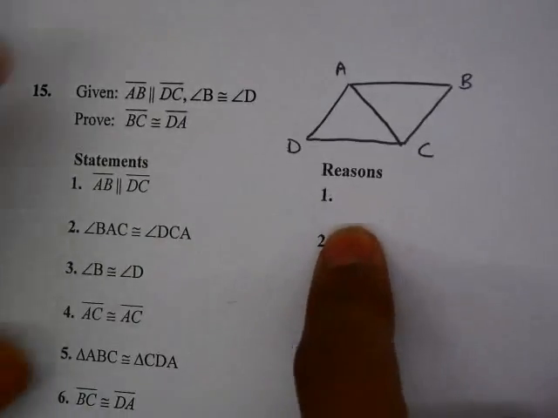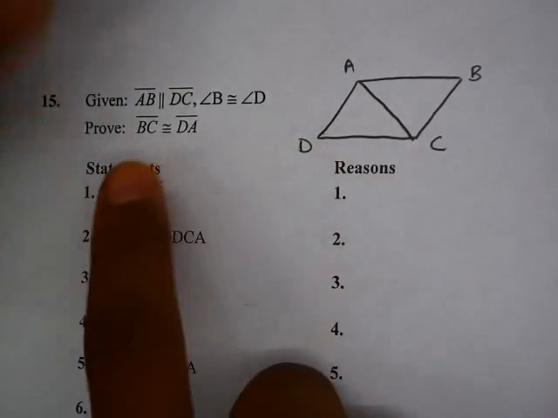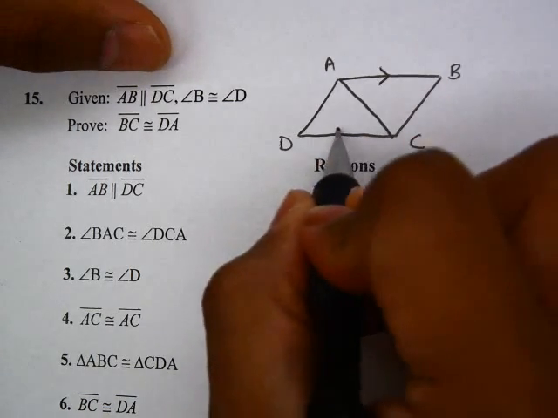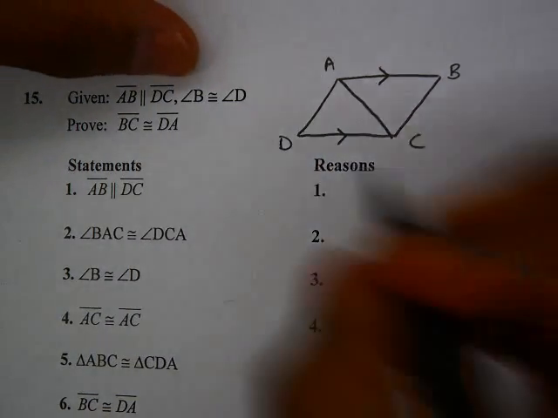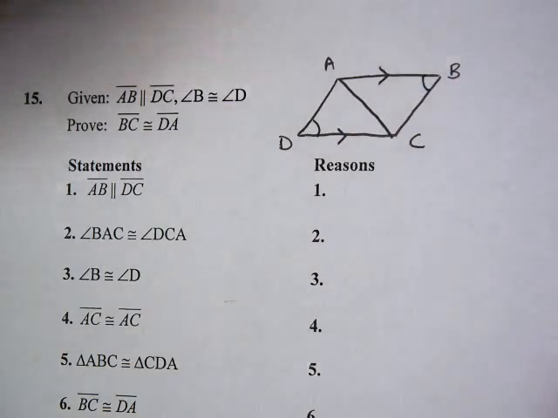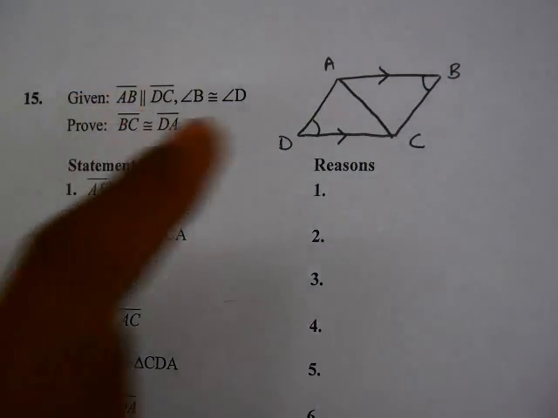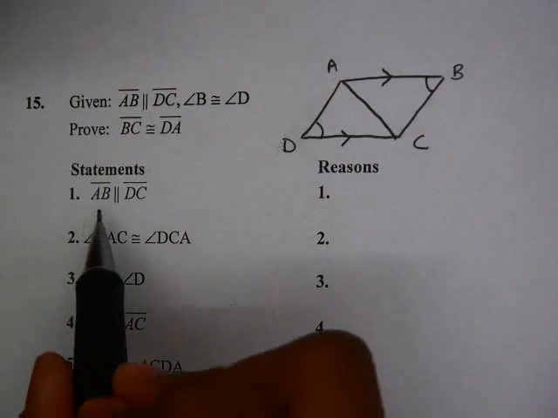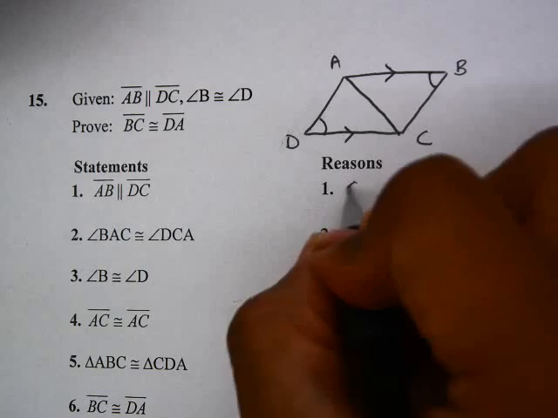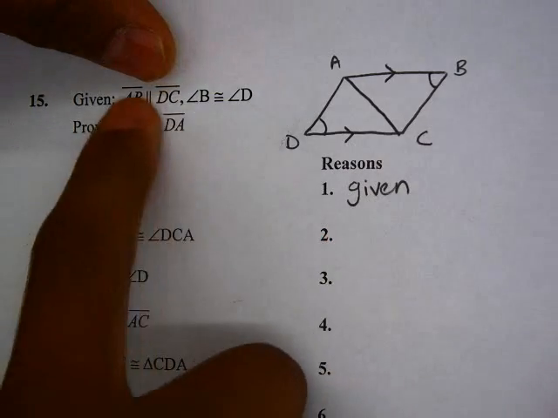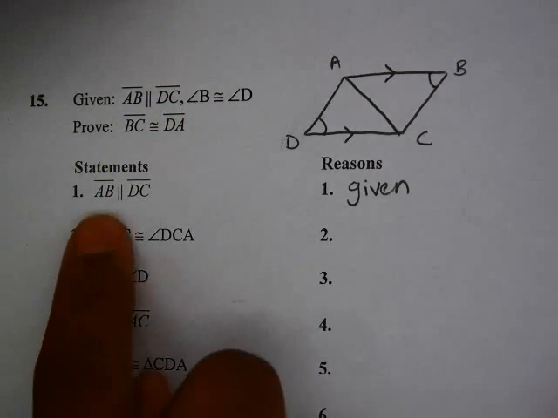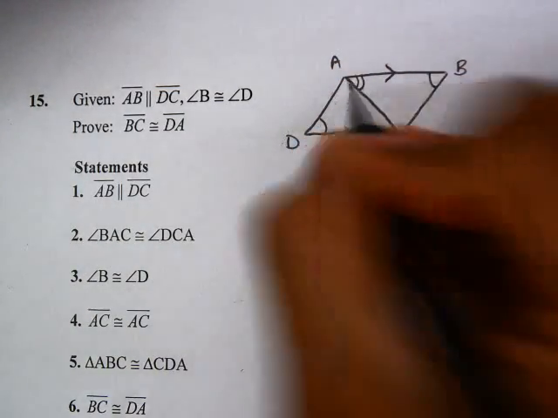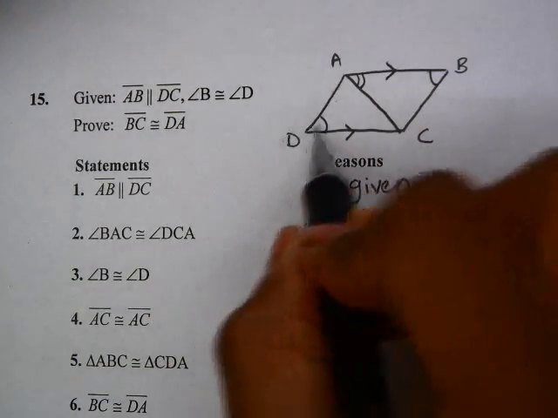So here's the picture for number 15. We need to do this proof. We are supposed to go from the given statements that AB is parallel to DC and angle B is congruent to angle D, and use that to prove in the end that BC is congruent to DA. So the first statement they wrote is AB is parallel to DC, and that was given to us right here. Right after they say that the lines are parallel, they say that this angle BAC, this one right here, is congruent to this angle DCA.